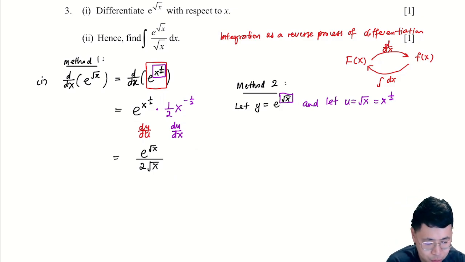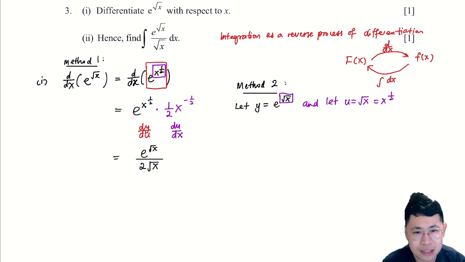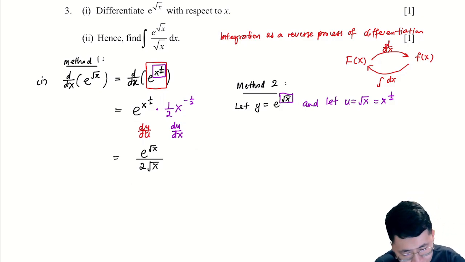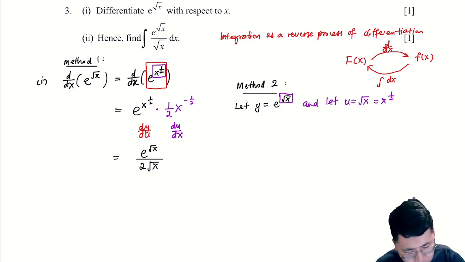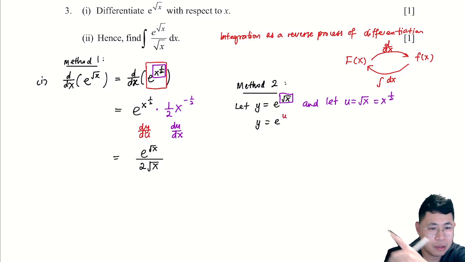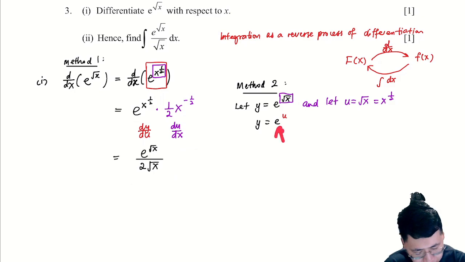Okay, so I'm using the u method to substitute back in. What I'll do first is the first one. Now, this one will be y equals e power of u, like that. So it's to replace the root x with u. Then now this one will be easy to differentiate already.